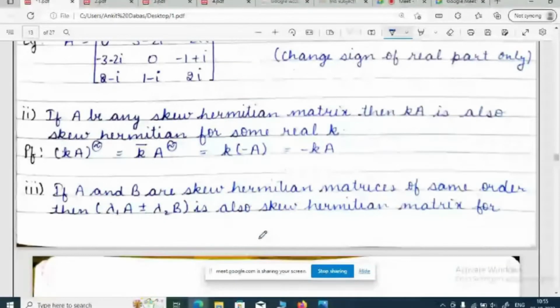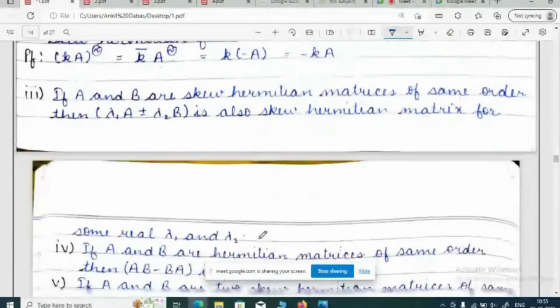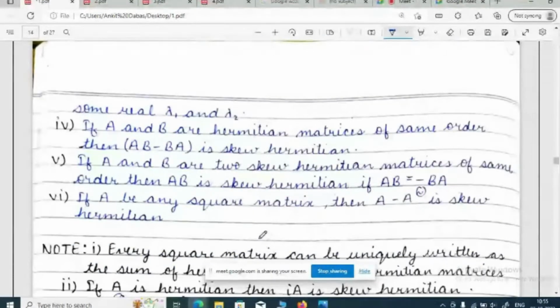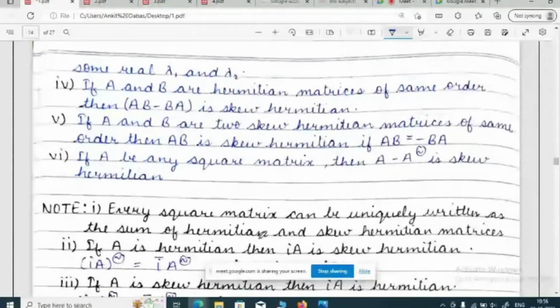If A is any skew Hermitian matrix, then kA is also skew Hermitian. Again, the linear combination is skew Hermitian. If A and B are Hermitian matrices of same order, then AB minus BA is also skew Hermitian. And AB will be skew Hermitian if AB is equal to minus BA. And if A is any square matrix, then A minus A tranjugate is skew Hermitian.